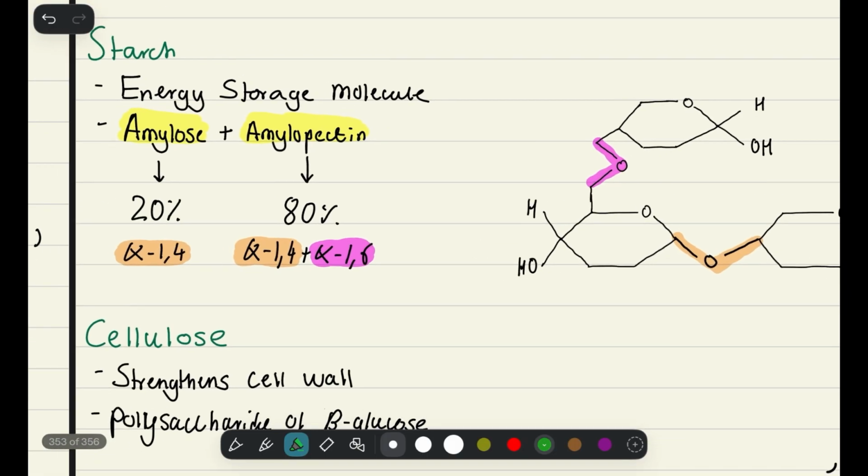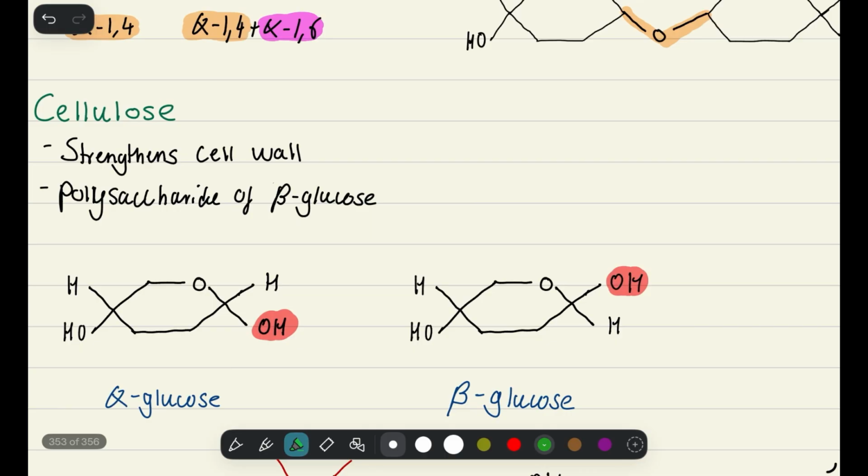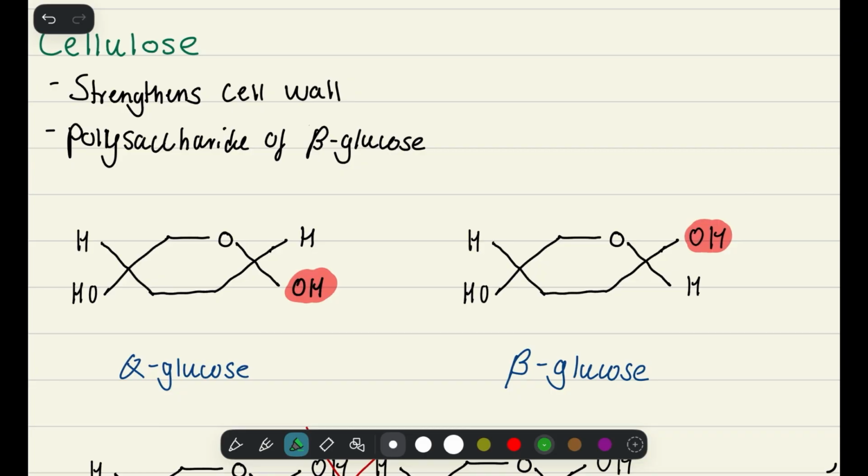So starch, great. Cellulose is a bit of a different one. So cellulose is used to strengthen the cell wall. It's a polysaccharide of beta glucose, which is an important point. So alpha glucose, beta glucose, different things. You can see here in alpha glucose, if we look at, and we'll just label them here, carbon 1 and carbon 4, you can see the OH groups are both down. Now, if we use beta glucose, you can see on carbon 1 it's up and carbon 4 it's down. So those are the main differences.